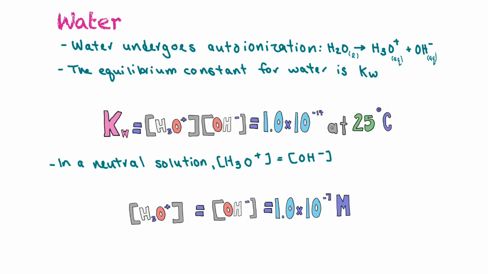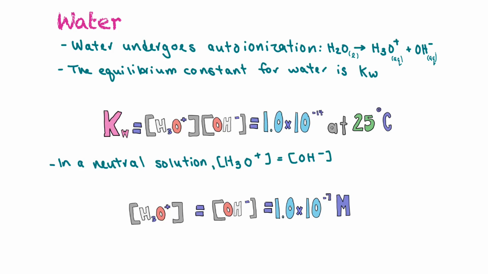So water undergoes autoionization. So what that means is that water dissociates, and then some will become hydronium ions and some will become hydroxide ions. So it can actually function as both an acid and a base. So the equilibrium constant for water is known as Kw, and it's equal to the concentration of hydronium ions times the concentration of hydroxide ions, which is equal to 1.0 times 10 to the power of negative 14 at 25 degrees Celsius, or 298 Kelvin.